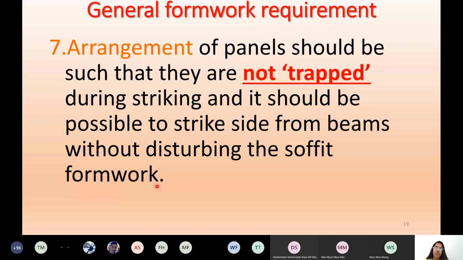So for removing the formwork safely, it also should not damage the formwork as well as the element that you constructed. So you have to avoid trapping. Care should be taken that the materials are not trapped or pulled away from the formwork. You have to achieve a smooth, clean surface at the end of the construction.